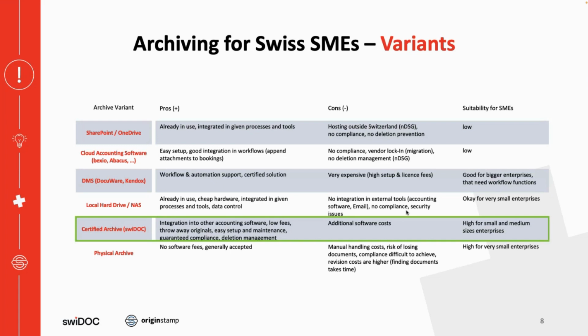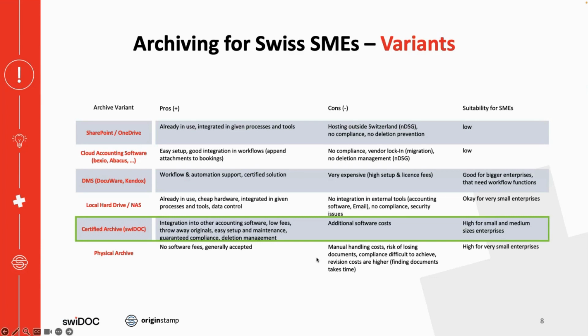And last, from the digital solutions, we have a dedicated archiving solution. The advantage here is that we have integrations in accounting software. The fees are relatively low compared to DMS systems. And also we have easy setup, guaranteed compliance, and also a deletion management in place, especially looking at the new NDSG coming in September. But of course, on the con side, it's additional costs for the companies just for archiving the documents.